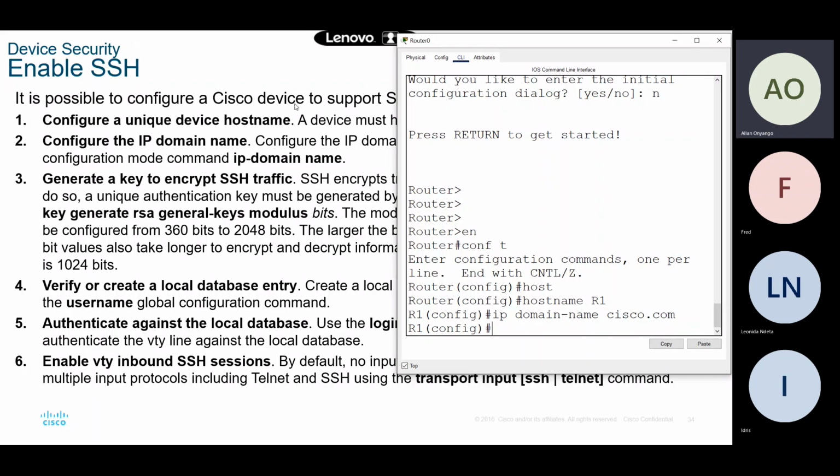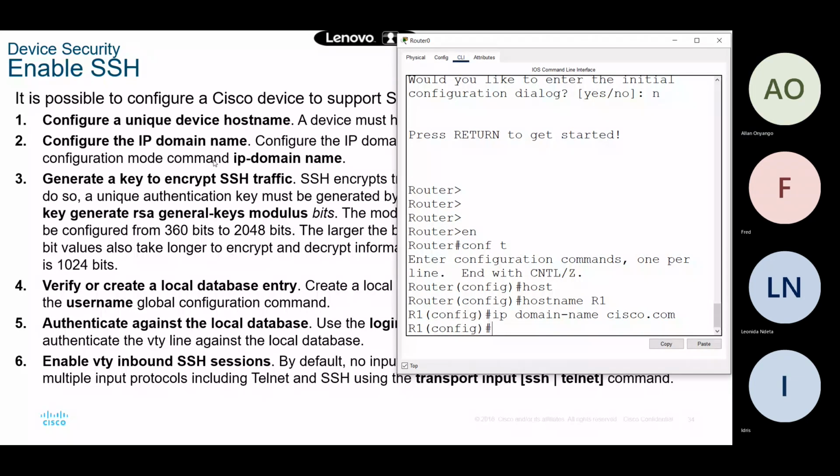Obviously, the device will always have a host name, normal host name, which is just R1. So what is always lacking is the domain name. This domain name is very important for SSH to work. SSH cannot work without that domain name. Must. So once we configure the domain name, which is cisco.com, we can now generate the encryption keys.